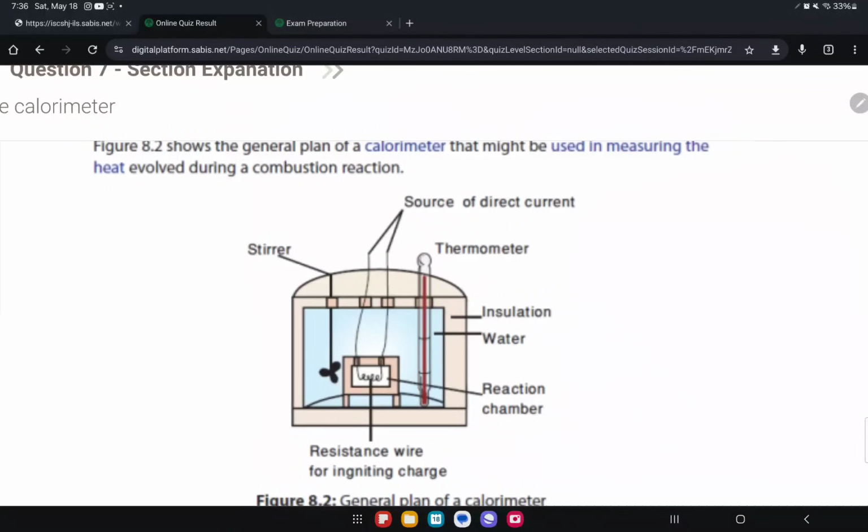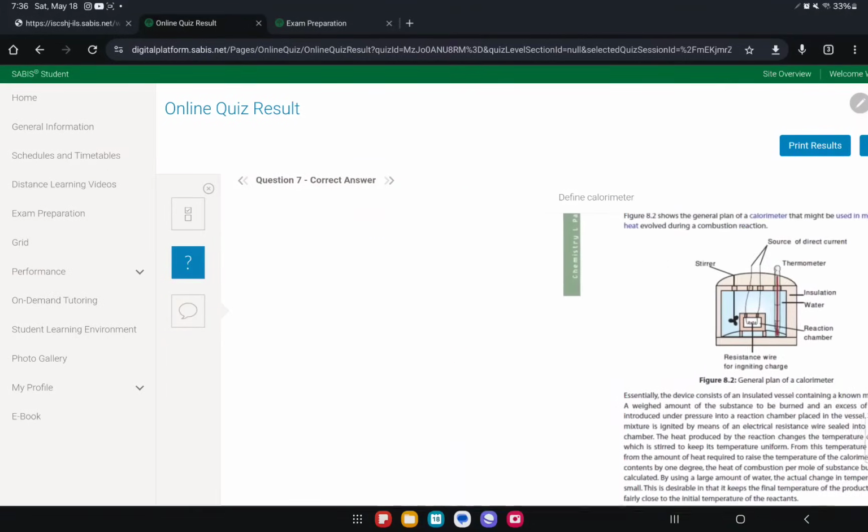These are the sources of direct current. Over here, these two get current to the battery down here. This is the reaction chamber. All the reactions happen down here. This is a stirrer. It's like a fan. This is insulation, and it covers it. This is the water in here, and obviously this is the thermometer. Inside here there is a resistance wire. I'm just showing you this because they could bring it in the written, since it was an activity in the book to label it.